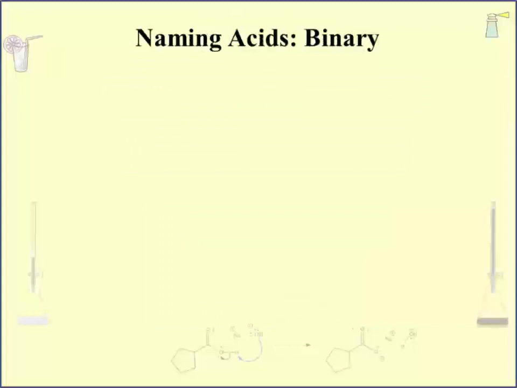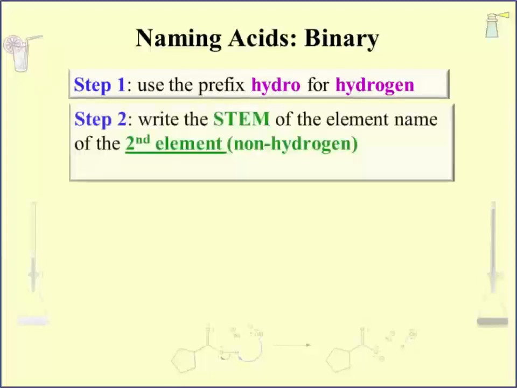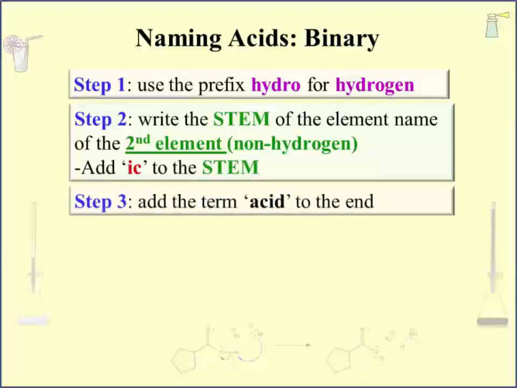The first of the two acid naming structures is for binary compounds. That is when there are only 2 types of elements in the name, and one of them will be hydrogen. Step 1 starts the name with the prefix hydro for hydrogen. In step 2, we write out the stem of the element name of the second element, that is the non-hydrogen element. What is meant by stem will be covered shortly. To that, add IC. Finally, add the term acid to the end of the name.